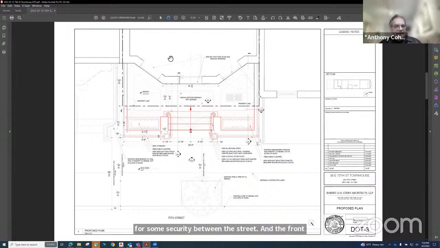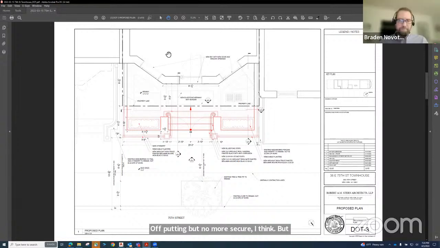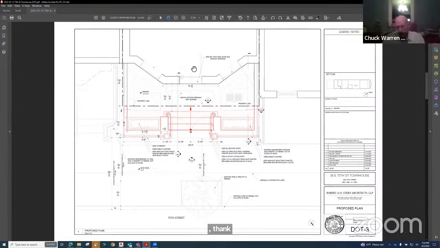I think the fence, and then I'm done. I'm just making a comment that the fence serves as that psychological barrier between the sidewalk, the public way, and the now enlarged private area of your clients. No gates would be less off-putting but no more secure, I think. But that's just my opinion. Okay. Anyway, thank you. Great presentation. Thank you.